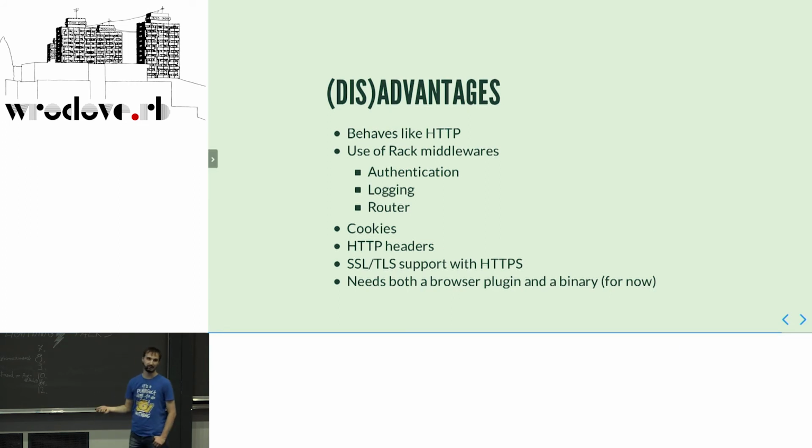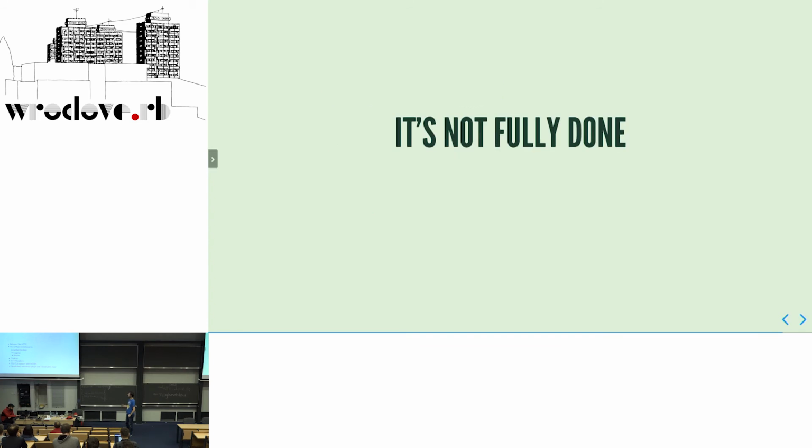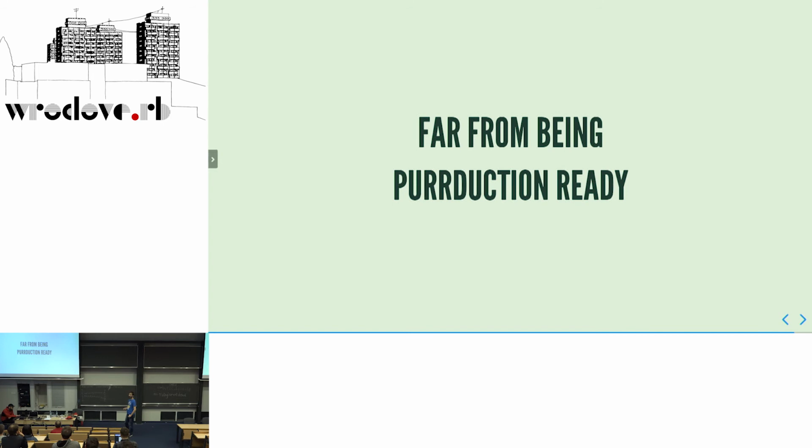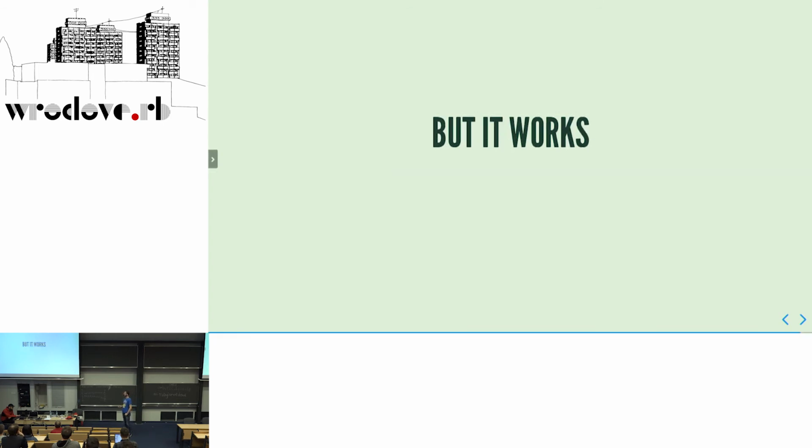The advantage of this, or disadvantage, is that it behaves like HTTP. So you can do all the routing, all the HTTP headers. You can use HTTPS to secure it. You can have your cookies, your favorite Rack middlewares. You can use it in Rails as a route, no problems. The only disadvantage is that it needs a browser plugin and a binary for now. In the future, it might change. It's not fully done and really far from production ready, but it works and I can prove it.